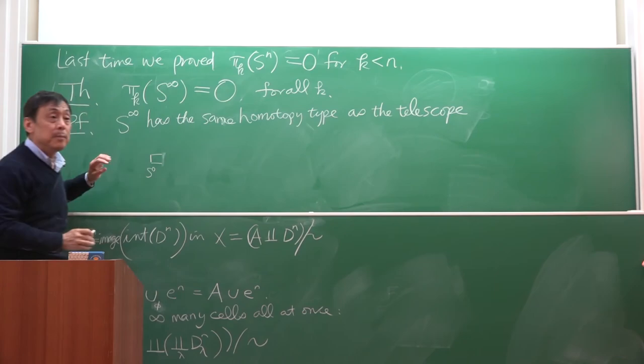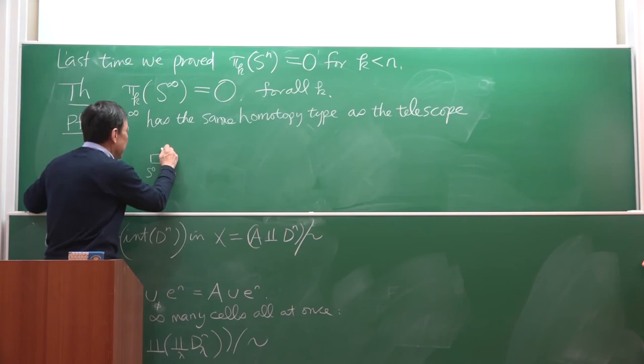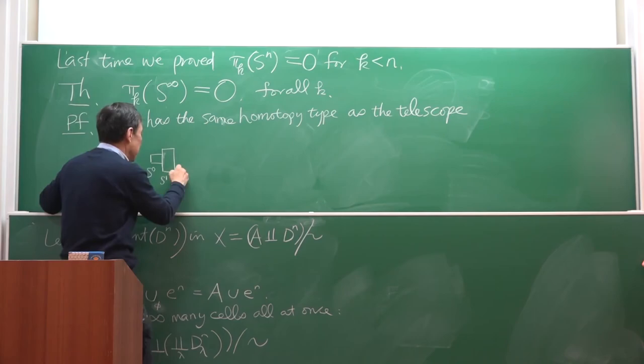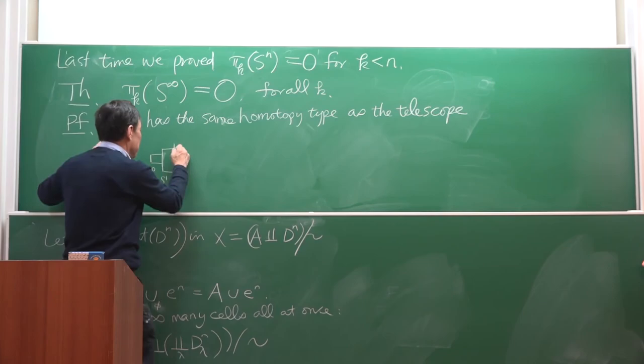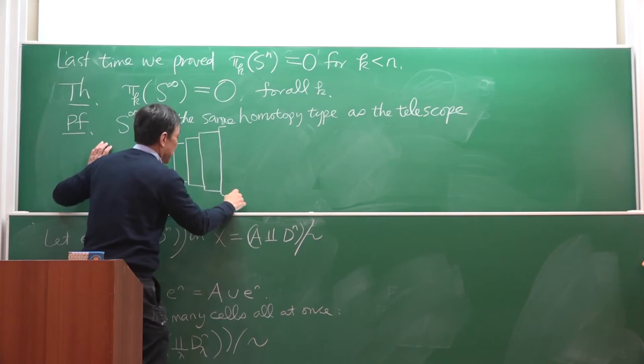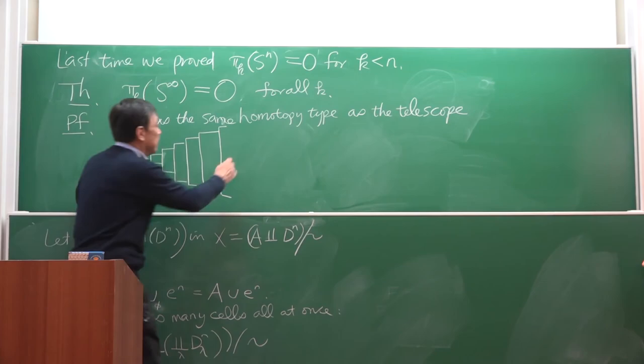Now, S0 lies inside S1. This is going to be S1. I multiply that by a unit interval and get that. This S1 lies inside S2. I multiply that by a unit interval. Okay? So you can see what I'm doing here. This is what I call a telescope, an infinite telescope.